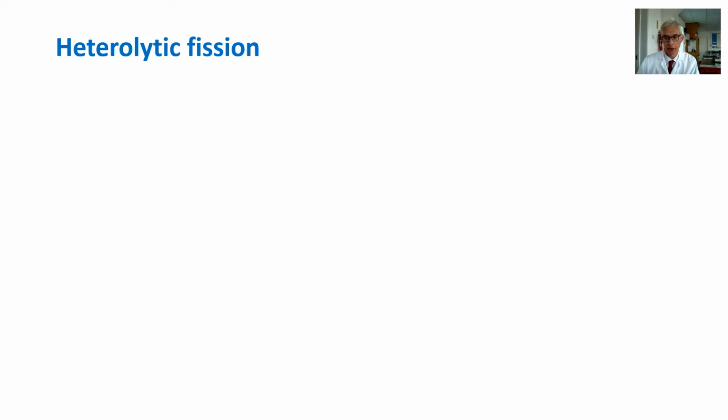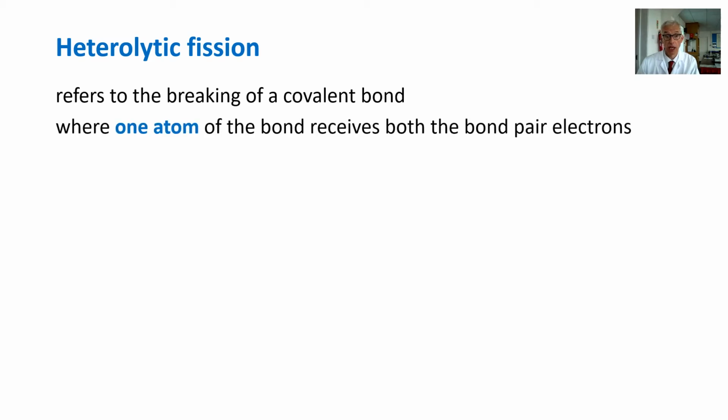What about heterolytic? Well, fission, let's start with that, refers to the breaking of a covalent bond, and we've met homolytic fission in the chemistry of the alkanes. But here, one atom of the covalent bond that is broken receives both the bond pair electrons. If you recall, on homolytic fission, the electrons are shared one each between the two atoms of the covalent bond.